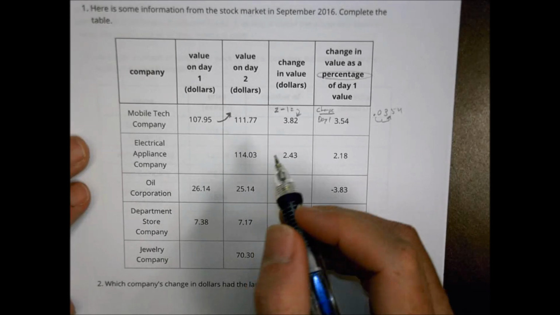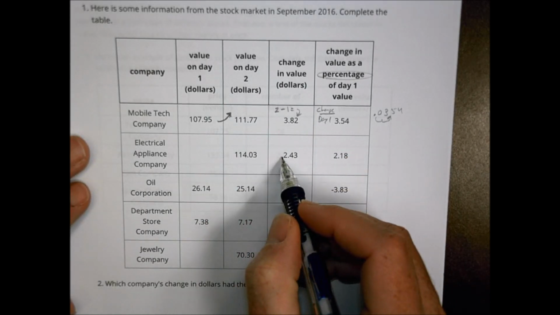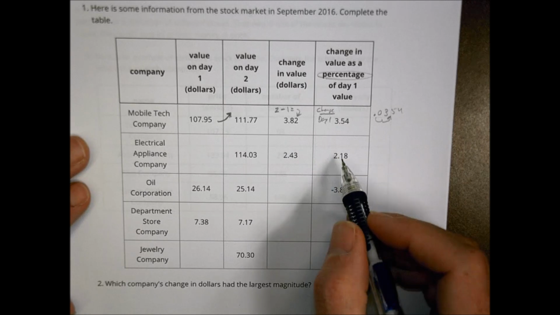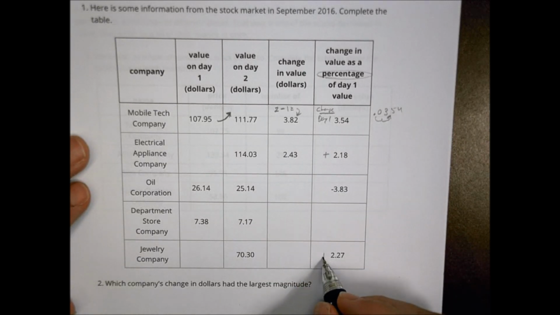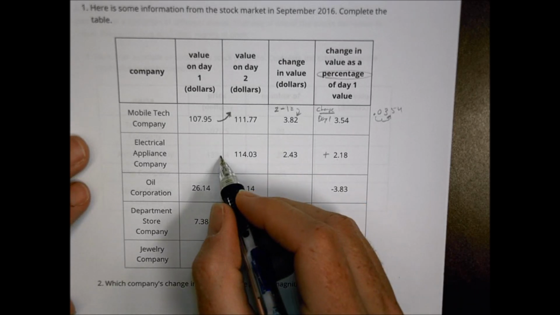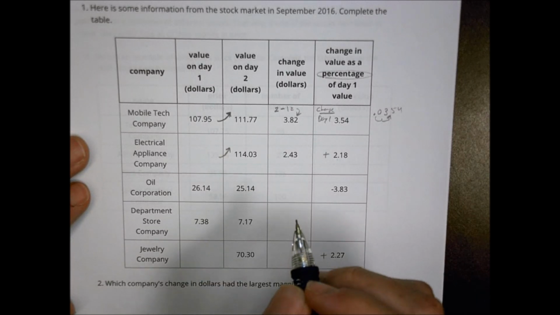On the electrical appliance company, we see that it has a change in dollar amount of $2.43. We also can see that the change as a percentage is a positive value. We have a negative change there and a positive change there. So based upon this information, we know that the value of day two was an increase from day one.